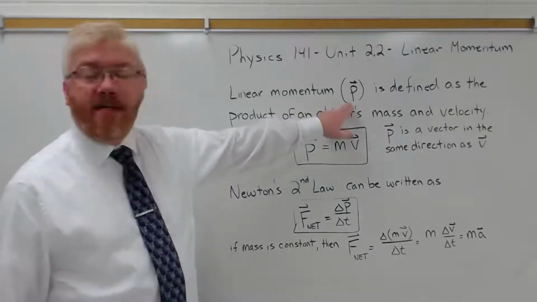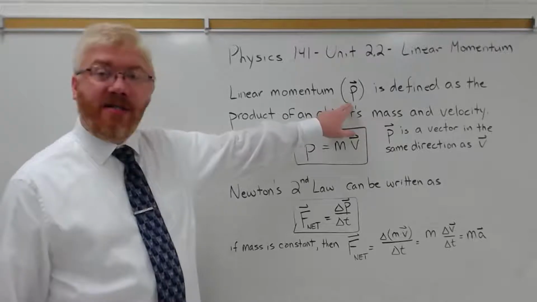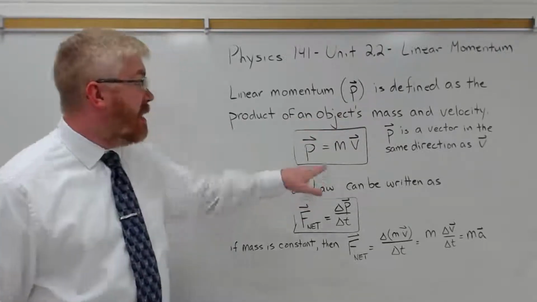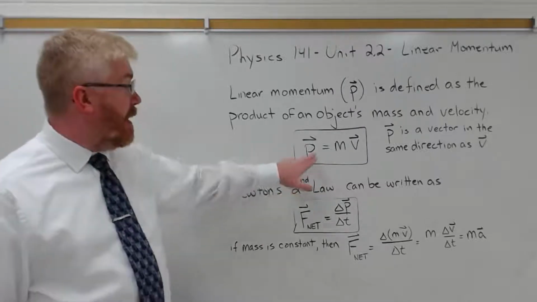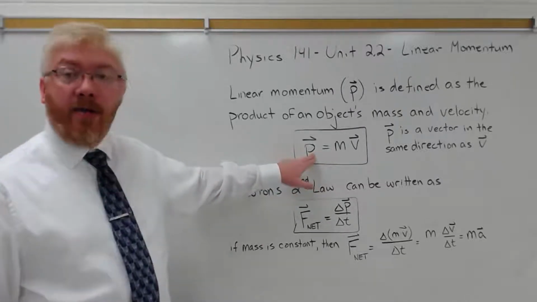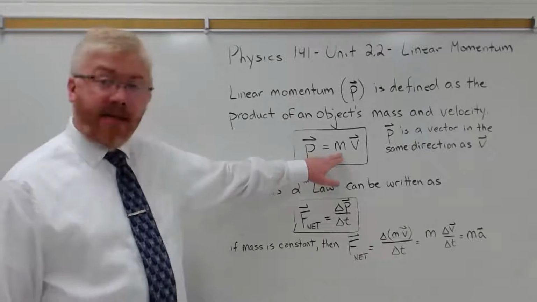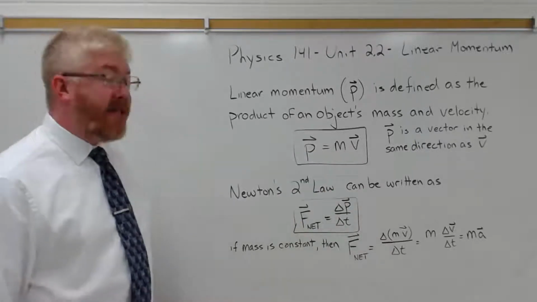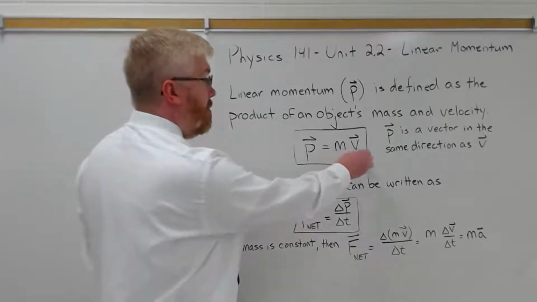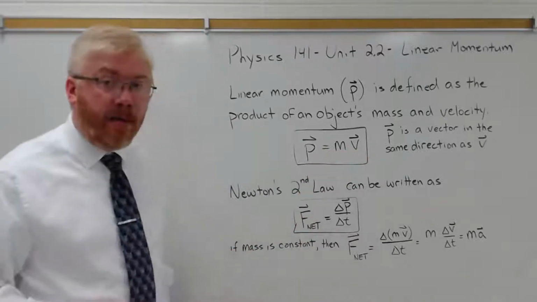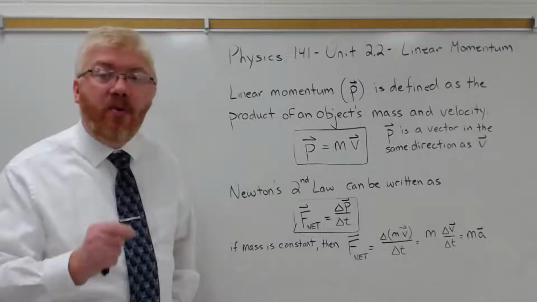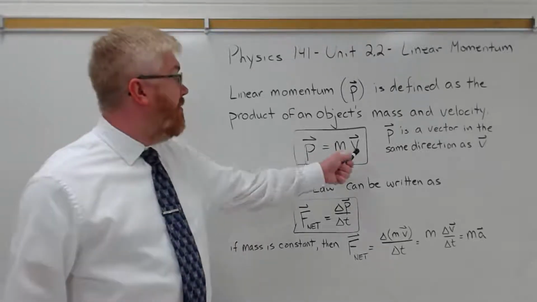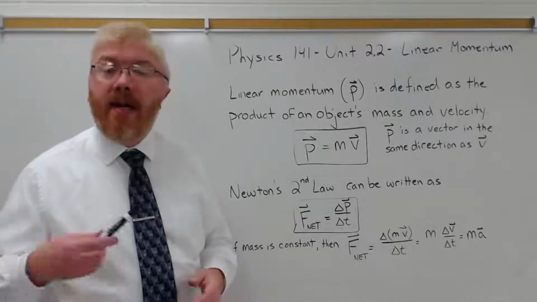Linear momentum is abbreviated by the lowercase p. It's a product of an object's mass and velocity. So the equation is very simply momentum here, linear momentum p, is equal to mass times velocity. So it has units of kilogram meters per second. There is no specific unit for momentum. This is a vector. Energy, kinetic energy, was a scalar.